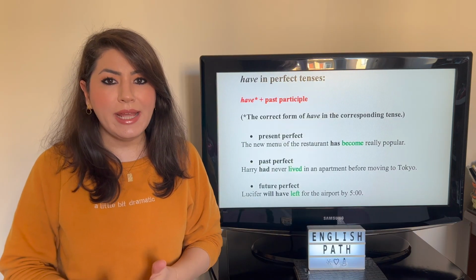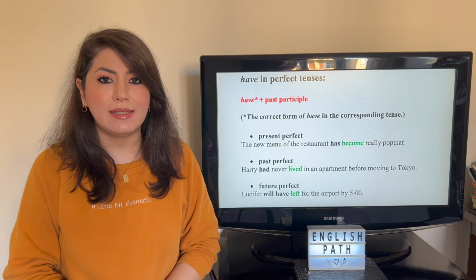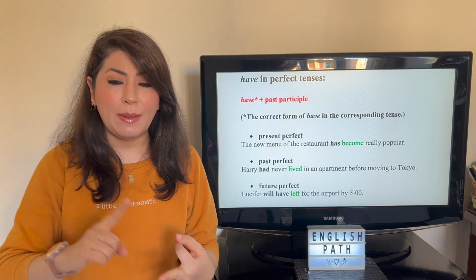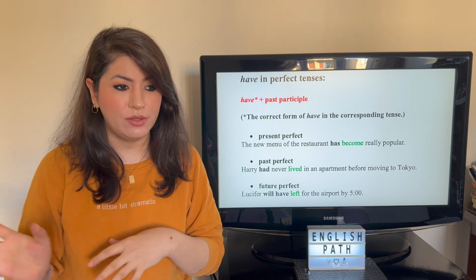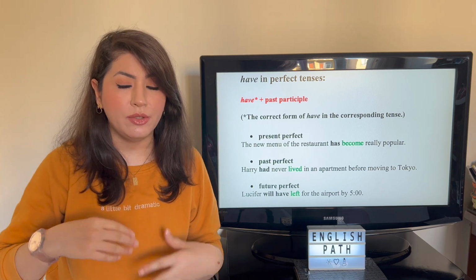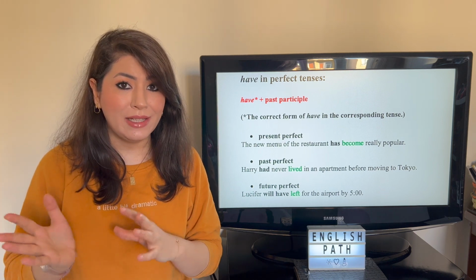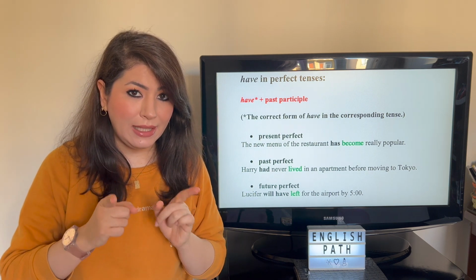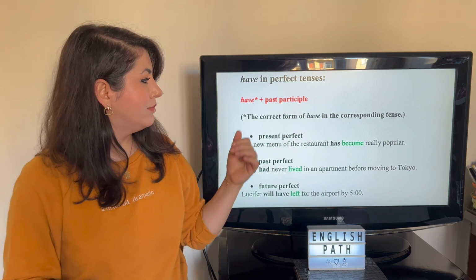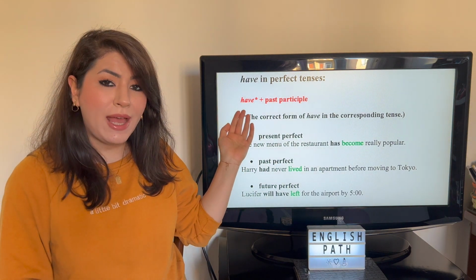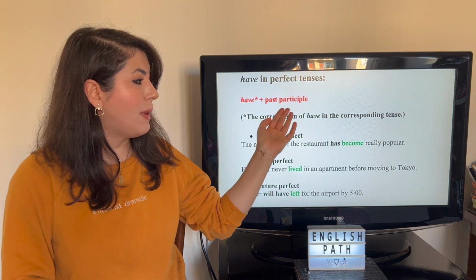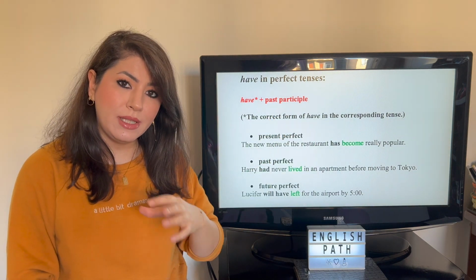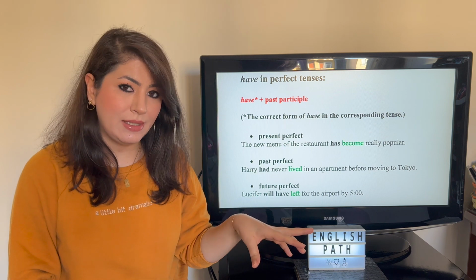Use the auxiliary have in perfect tenses, like the present perfect, the future perfect, and the past perfect tense, and also their continuous forms. They use have as well, but there is an extra thing that you need to use there that I'm going to be mentioning later, so watch along. The correct form of have is used plus the past participle, and that correct form of have is what is used in the correct tense, in the corresponding tense.